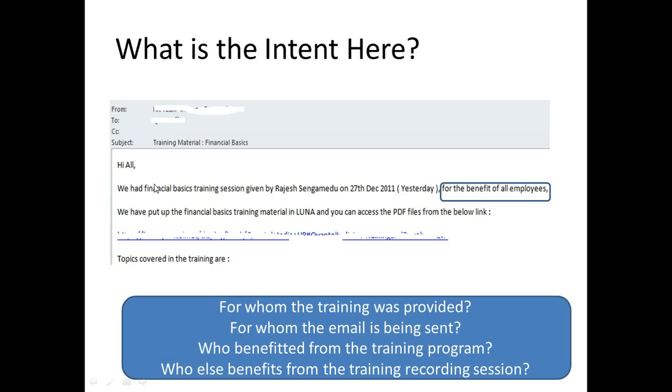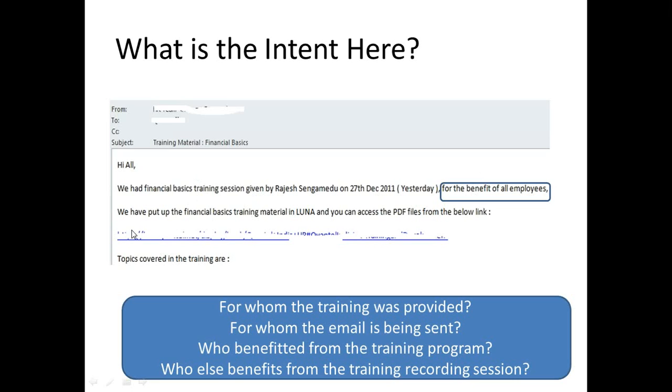Now the original intention of the mail was this: I conducted a training program for only a few guys, not for everybody. And we decided that we will put that webinar out in our intranet so that all the employees who did not attend will be benefited. Now, when you write an email where the phrase "for the benefit of all employees" is put in this sentence, it means that the training session was conducted for the benefit of all employees, which actually was not true, because I conducted the training session only for a few employees.